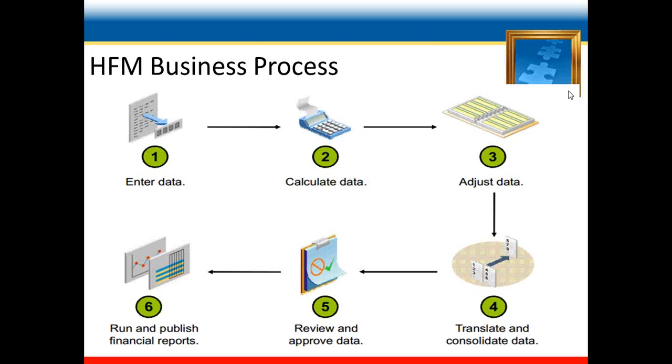The fifth step is review and approve data. You review and approve data by using process management. Process management is the management of review and approval process of financial data. You can use process management to submit budget plans, have them approved efficiently, and transfer ownership of data.